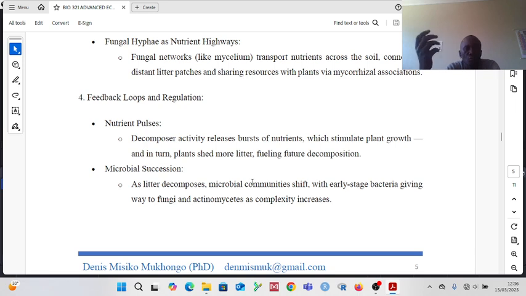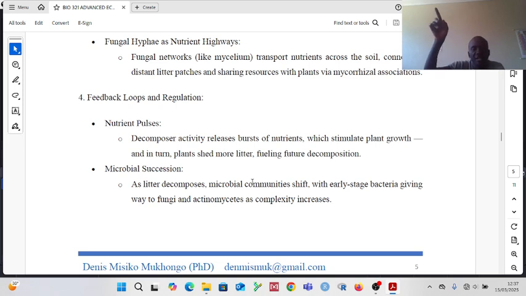Then there is a feedback loop through which regulation happens. So through decomposition, nutrients are released. Okay? But in turn, plants will shed more litter. So more litter is shed, which is decomposed to release more nutrients. Then these nutrients will stimulate the growth of plants. Then in turn, as the plants grow, they will release more litter. So in a way, it is now becoming a cycle.